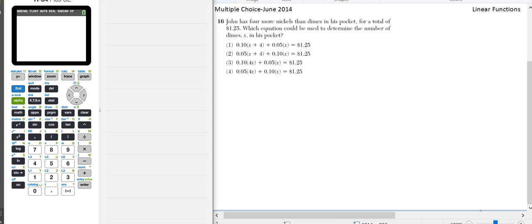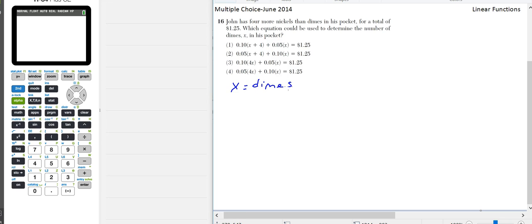John has 4 more nickels than dimes in his pocket, for a total of $1.25. Which equation could be used to determine the number of dimes x in his pocket? So let's write down what we know. So we know the number of dimes is equal to x. So x is equal to dimes.